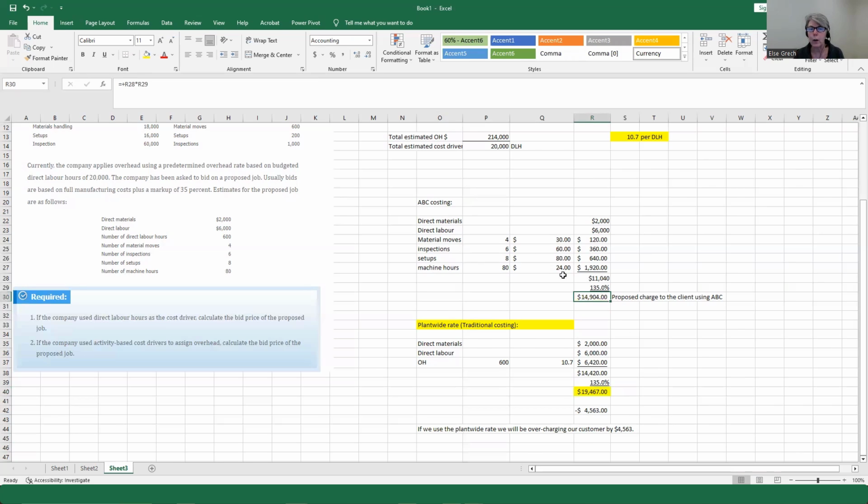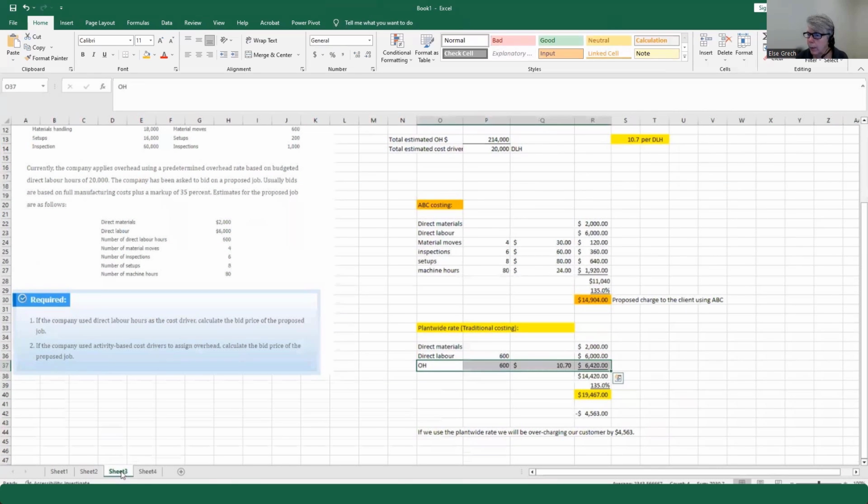Other companies that are using ABC costing are going to be able to bid $14,904. And so if you get a bid for $14,000, if you are the company who's the customer, and I get a bid from one company for $14,904, and I get a bid for another company for $19,467, which one do I want to pick? If both companies are the same, I'm going to pick the company that's only going to charge me $14,904.